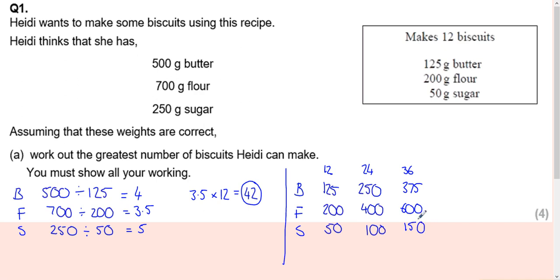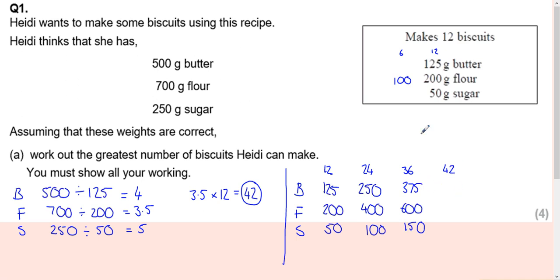Now, the problem that many people then encountered was that to make another full batch would require another 200 grams of flour. At this point, we only have 100 left. Now, the thing is, with biscuits, we can make parts of a batch. We don't have to make all 12. We've got 100 grams of flour left. So with 100 grams of flour, that's half of the amount of flour we'd need. So that would be 6 biscuits.